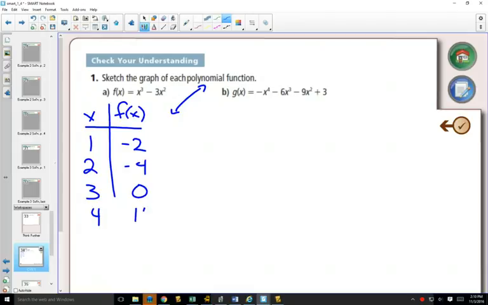16. So what we're doing is we're picking an x value, and we're substituting that x value, plugging it in for x, and then doing the mental math. 4 cubed is 64, minus 3 times 4 squared, which is 48. 64 minus 48 is 16. And if we kept going higher, we would get more numbers.